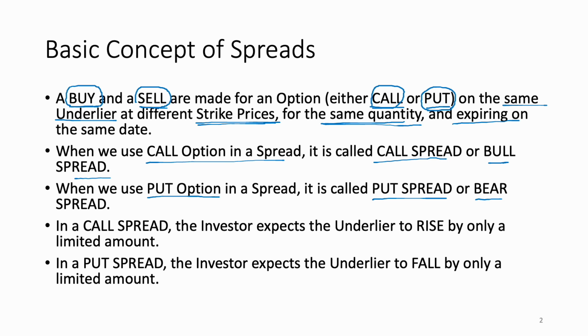Now, a spread strategy is utilized by investors when they expect that the underlier will either rise or fall by a certain amount only. It will not rise indefinitely or rise too much. The amount of rise or the amount of fall will be limited. So in a call option, where the investor expects that the underlier will rise only by a limited amount, he will utilize the call spread strategy. Similarly, in a put option, if the investor expects that the underlier will fall by only a small amount, he will use a put spread strategy.